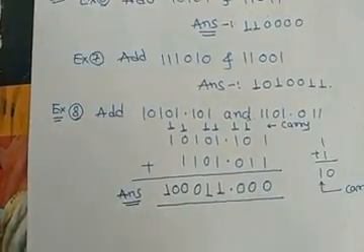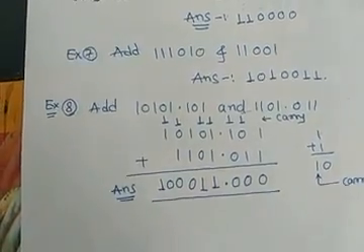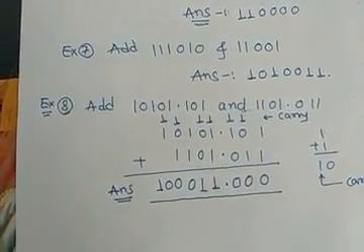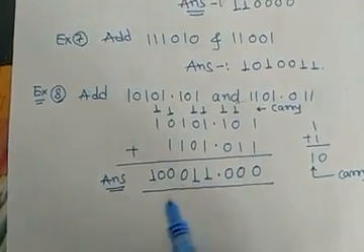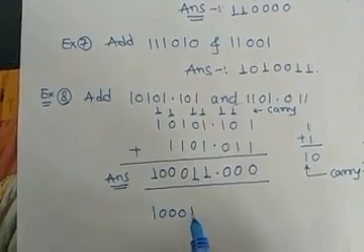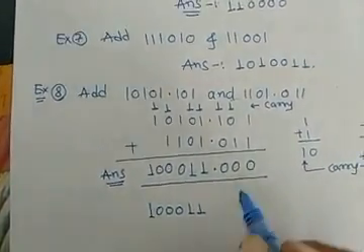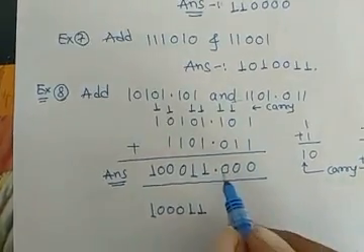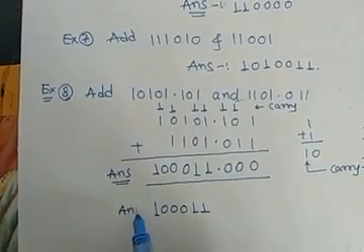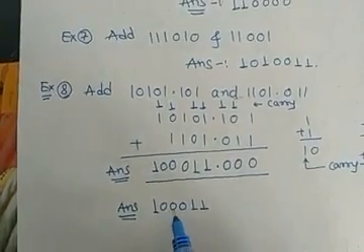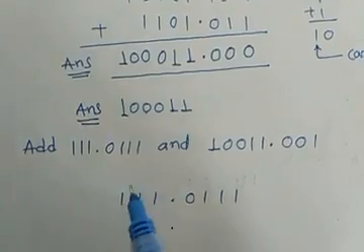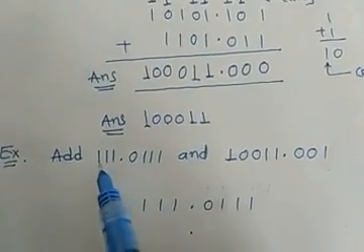Please see it carefully and do the calculation silently. This you can also write as 10001 only, because after the point all these are zeros. So we can also write this answer as 1000011.